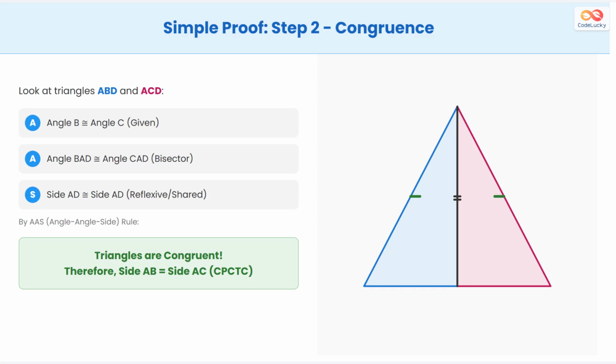Now we have two smaller triangles, ABD and ACD. We know angle B equals angle C. We know the top angles are equal because we bisected them, and they share the side AD. Using the angle-angle-side rule, these two triangles are congruent. This proves that side AB is equal to side AC.